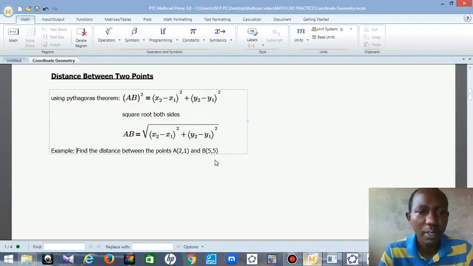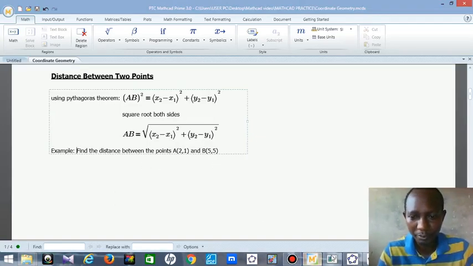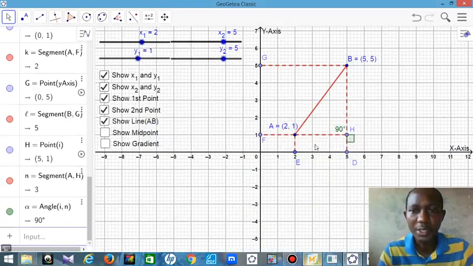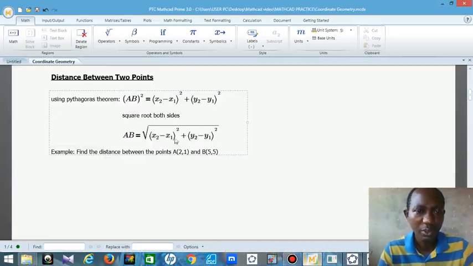You don't need to plot it on the graph paper just like what I did there. You don't need to plot and start using your ruler to measure. You just need to know this formula, and you are done. Since the question says we should find the distance between point A and point B, and this is the formula we have derived, all you need to do is: the first point is x1, y1, the second point is x2, y2. Substitute into this formula and you are done.